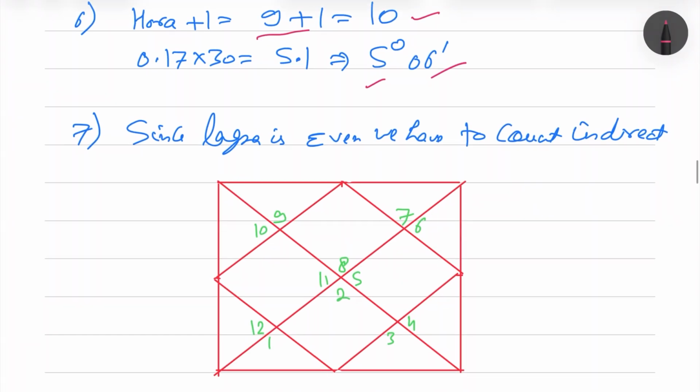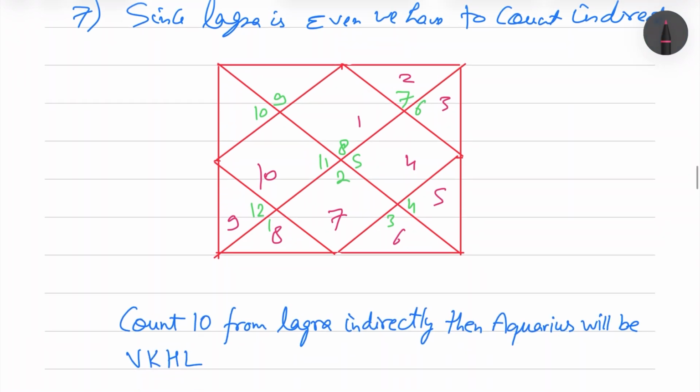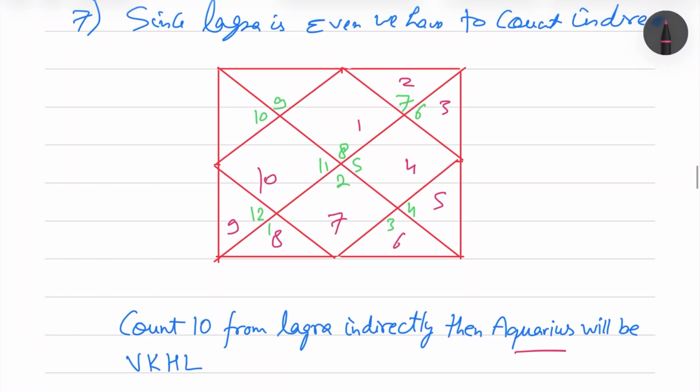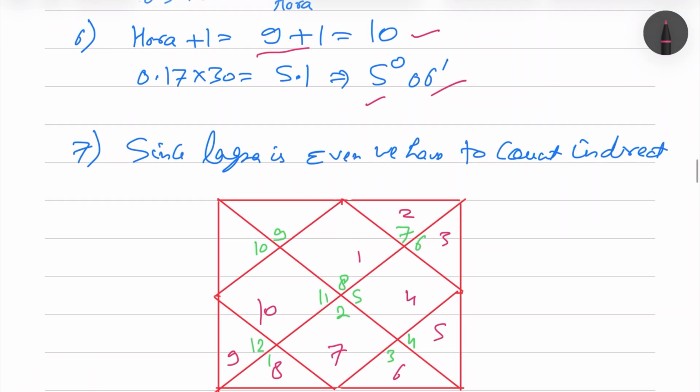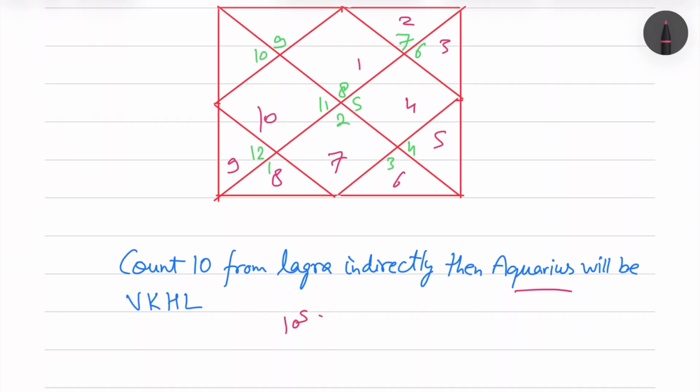Since the Lagna is even, it is a Scorpio Lagna, we'll count indirect. So we have to count 10. 1, 2, 3, 4, 5, 6, 7, 8, 9, 10. So Vriddhi Karak Hora Lagna will be Aquarius at 5 degree 6 arc minute. So this is the answer in sign 5 degree 6 arc minute.